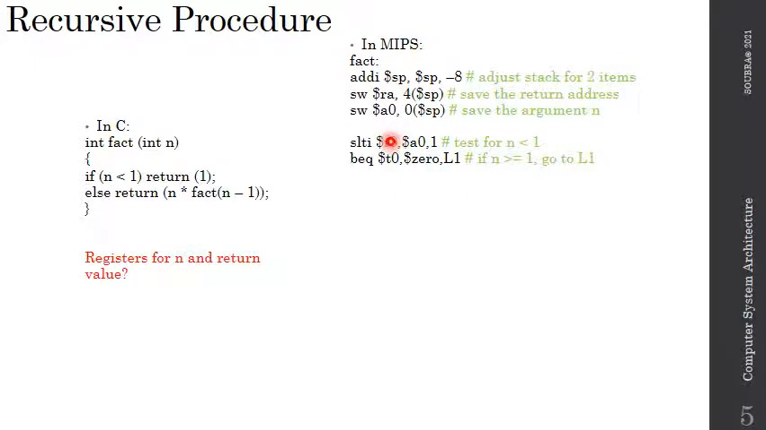And if it's not less than 1, this means that T0 is equal to 0. So if it's less than 1, this one will be 1. If it's bigger or equal to 1, this one will be 0. So if it's the case, well, I'm gonna go ahead to the label here. This means that n is bigger or equal to 1. Fair enough?